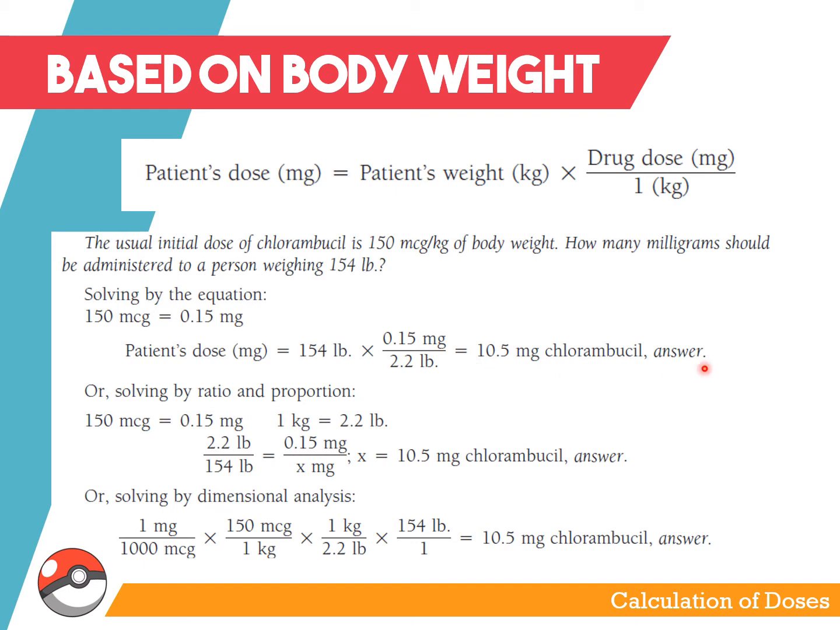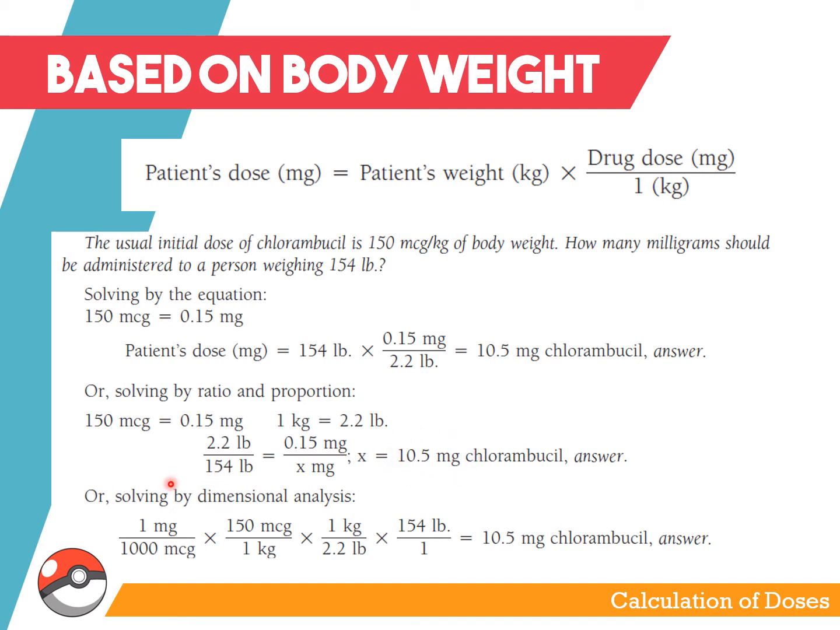Okay, so another approach to this problem would be by ratio and proportion. So 150 micrograms is equal to 0.15 milligrams. 1 kilogram is equal to 2.2 pounds. So if there is 2.2 pounds needed for 0.15 milligrams, how many milligrams is needed for 154 pounds? Okay, so again, look at the relationship. So they are aligned so that they can be cancelled. So the answer again is 10.5 milligrams.